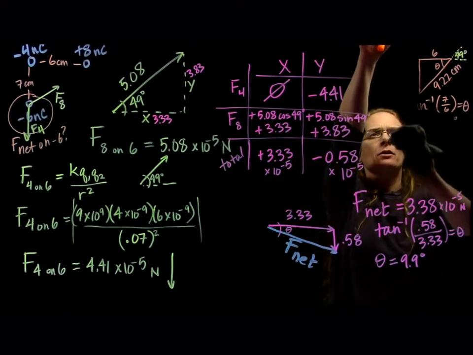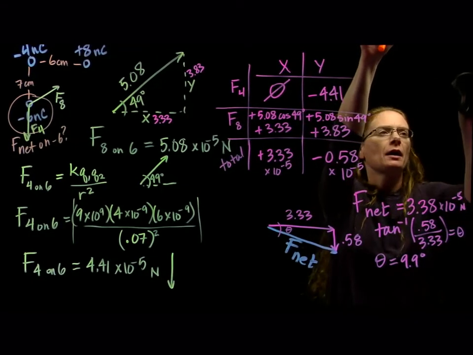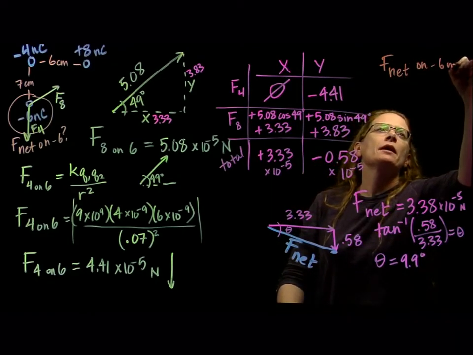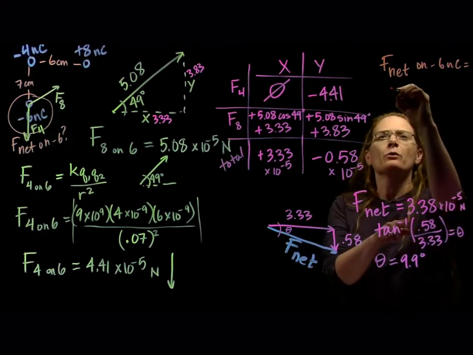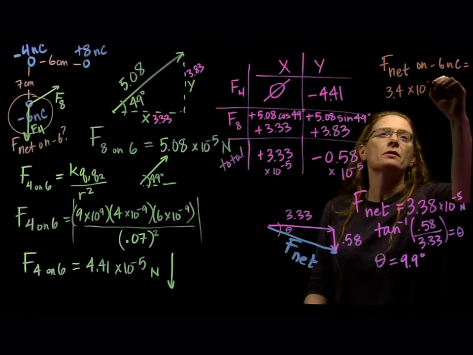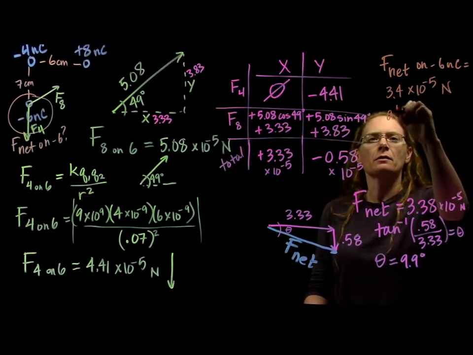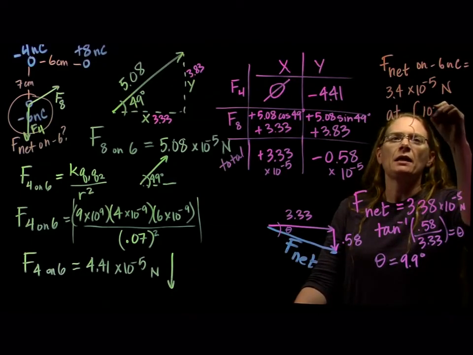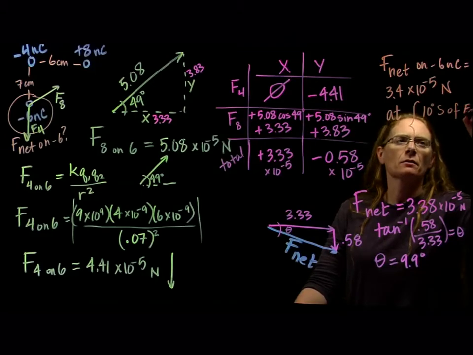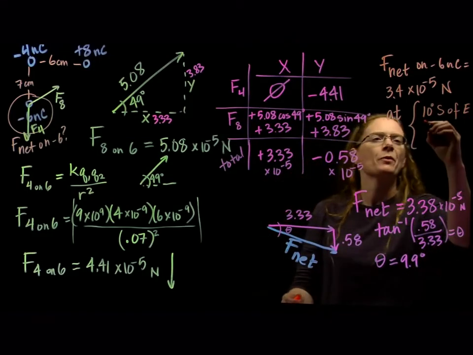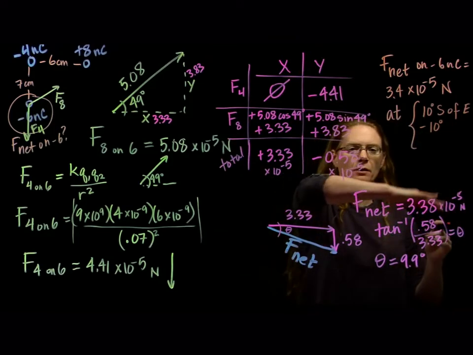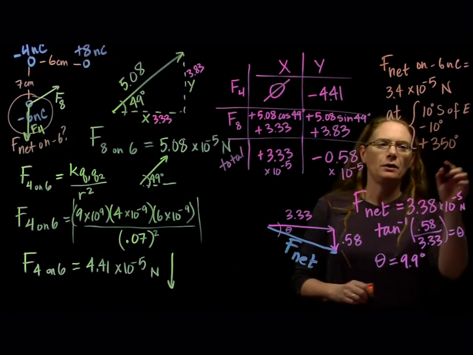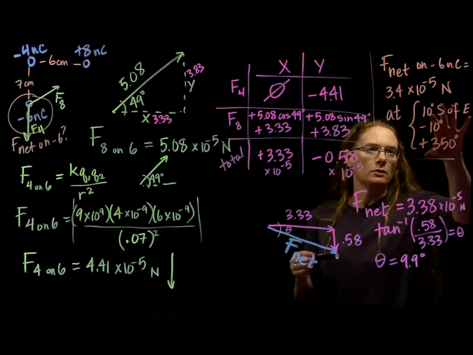So the final answer for what is the net force on the minus 6 nanocoulomb charge is 3.4 times 10 to the minus 5 newtons at, and now here you could do multiple ways of describing it. You could say 10 degrees south of east. So we go to the east and 10 degrees south of it. You could say at minus 10 degrees, that's using 0, 90, 180, 270. Or you could say positive 350 degrees. All of those would be reasonable ways to describe the direction.